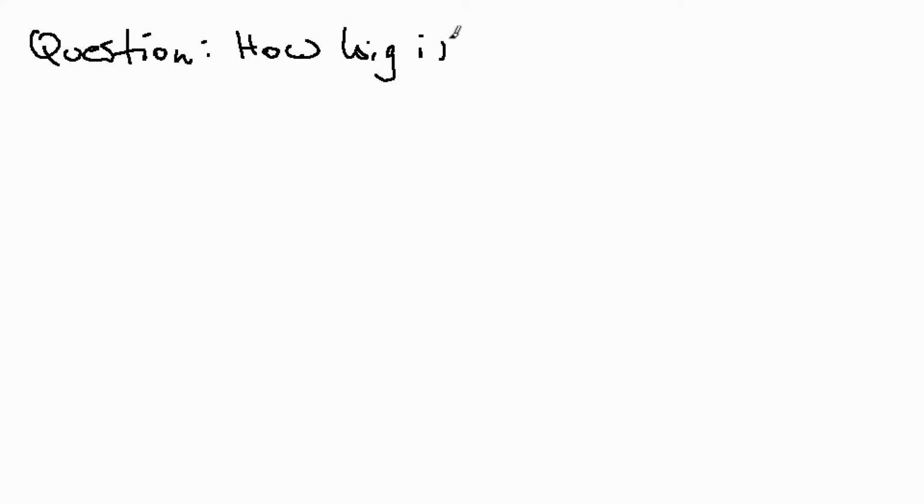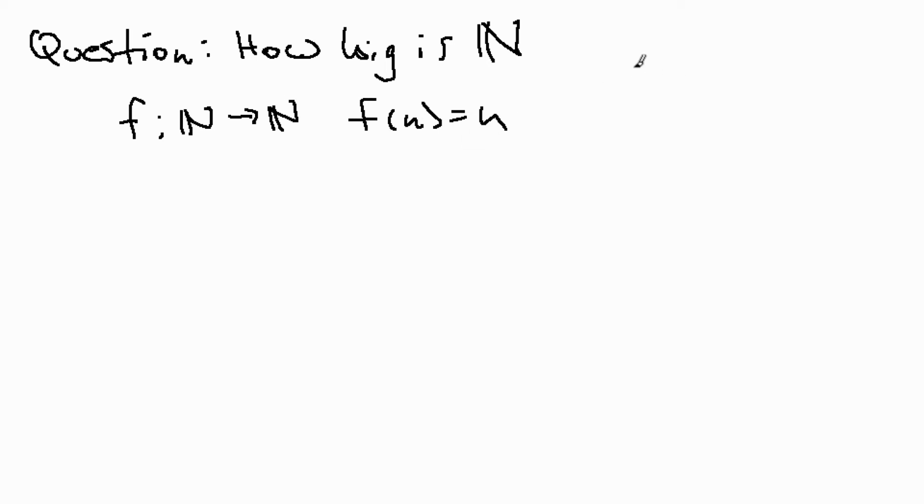Okay, so the first question we have: how big is n? Well, first of all, we certainly know that we can have a function f, and we already did this, that maps n to n, just that f of n is equal to n. So that means that the set n is denumerable.